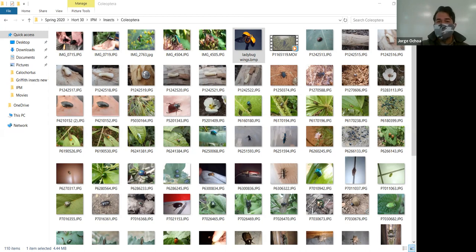So weevils. If you find an insect with this very long snout, it's probably going to be a weevil. And there are just different angles for this individual. It's another scarab, but this one has a horn. It almost has an extension of the head to form a horn. And there's the dung beetle. That is the ball of dung that it is pushing.